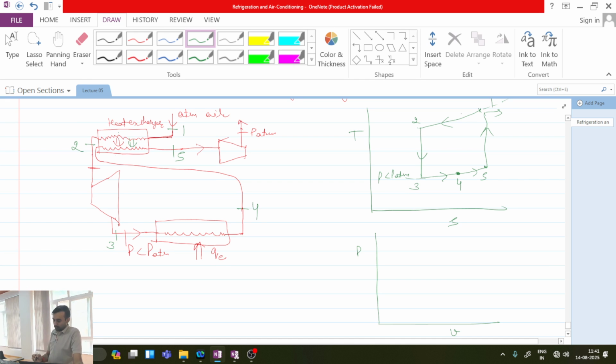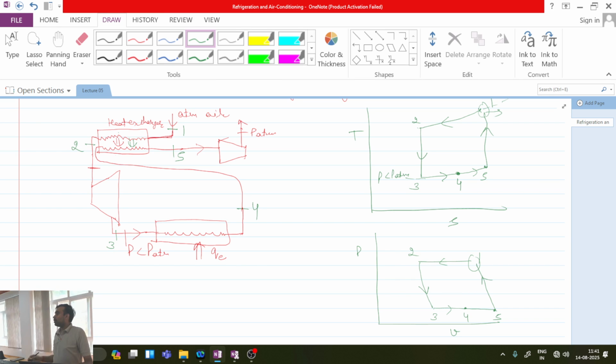What is process number 1 to 2? Isobaric, then 2 to 3 isentropic, then 3 to 5 again isobaric, then 5 to 1 again. I am not joining this intentionally, though the point is the same, because it is an open cycle. Okay, all are clear with this point?